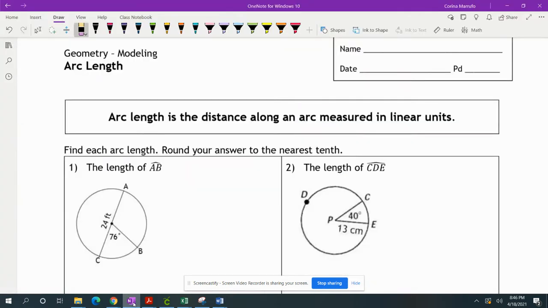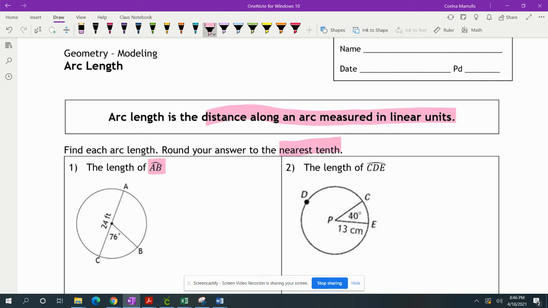Right, so we're going to be covering, still in circles, arc length. Here, the length of AB is what they want us to find. The arc length is the distance along an arc measured in linear units. On these problems, they want us to round to the nearest tenth.